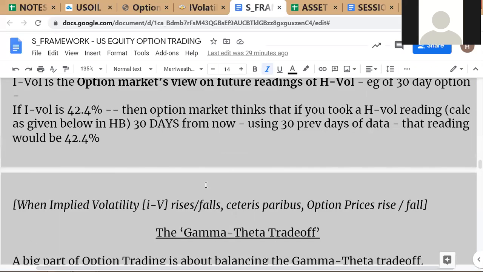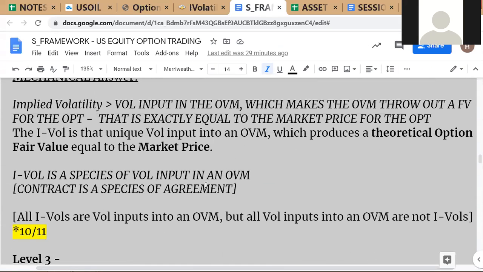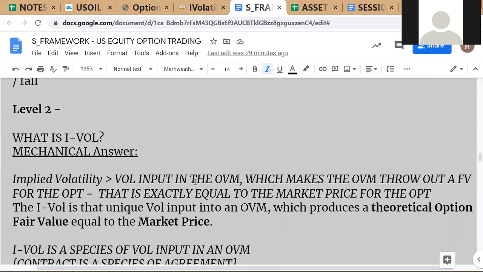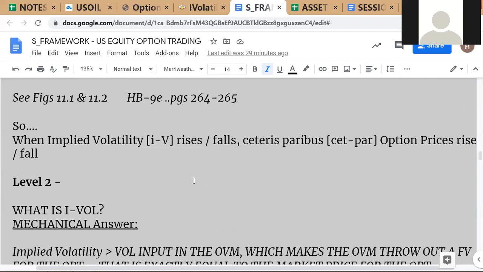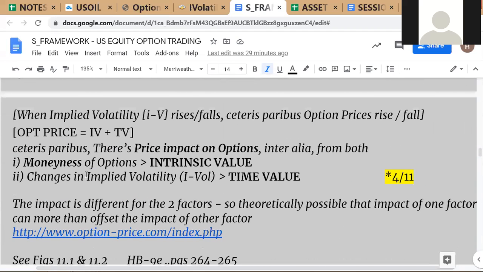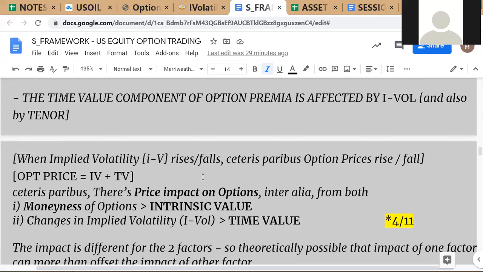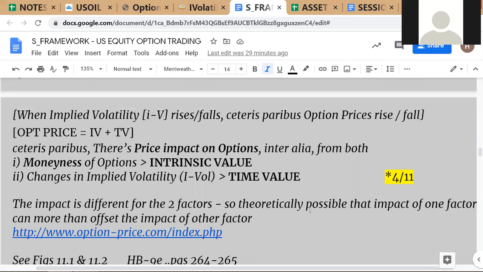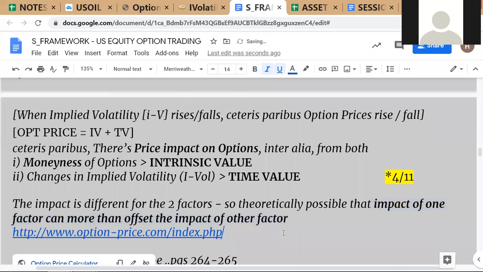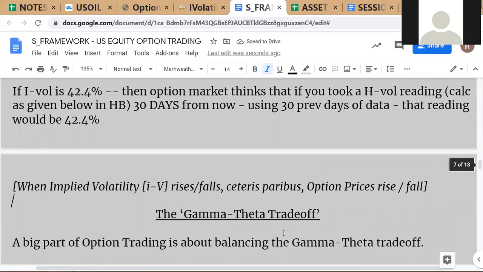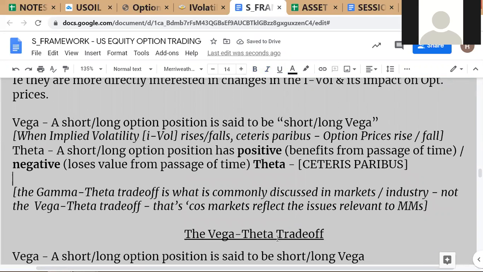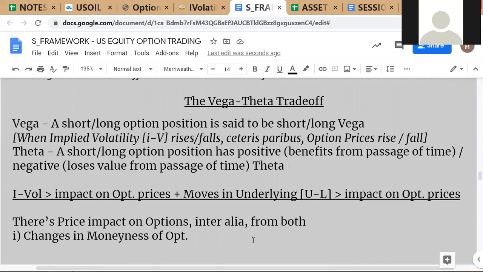Where we discussed. Yeah, this has already been discussed here. This important point, that the impact of one factor can more than offset the impact of the other factor, which I showed you. And this same point is repeated down here under the Vega theta trade-off. Okay, so I'm not going to discuss it once again.